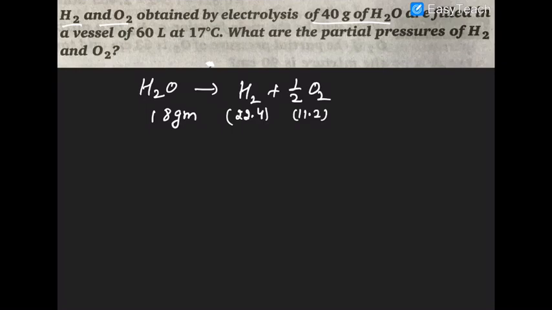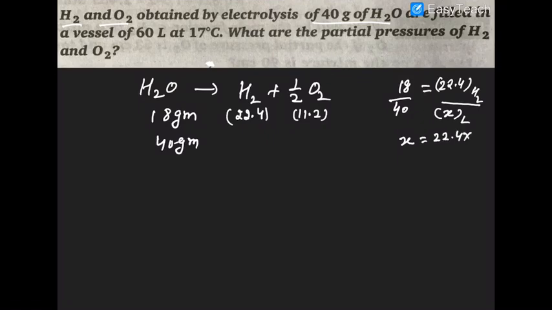So what will happen if you have 40 gram of water? Then how would you find out? 18 gram of water will give you 22.4 liter of H2. 40 gram of water will give you X liter of H2. So what is the value of X? The answer is 22.4 into 40 by 18.